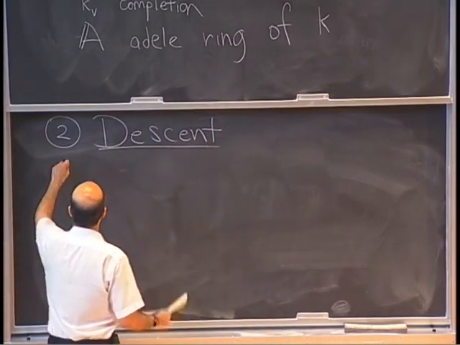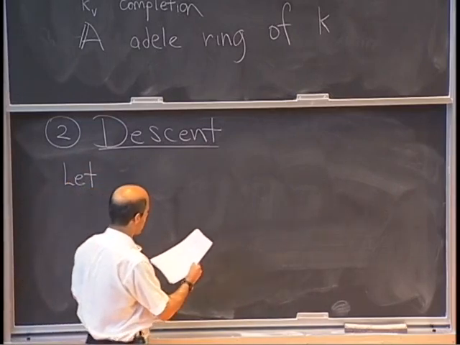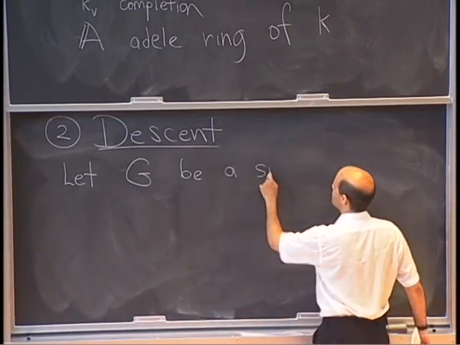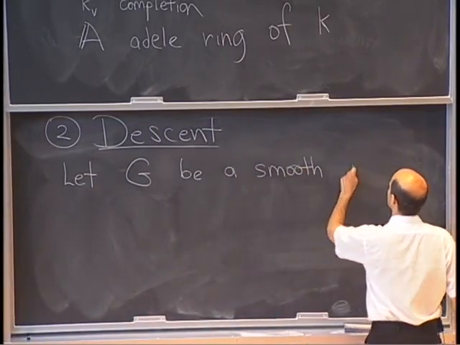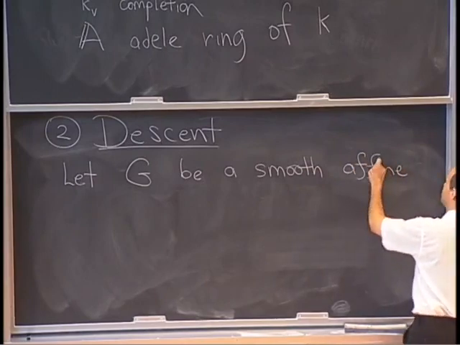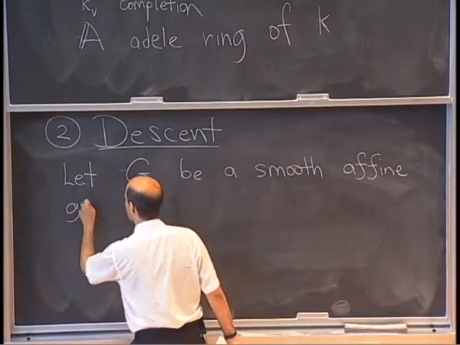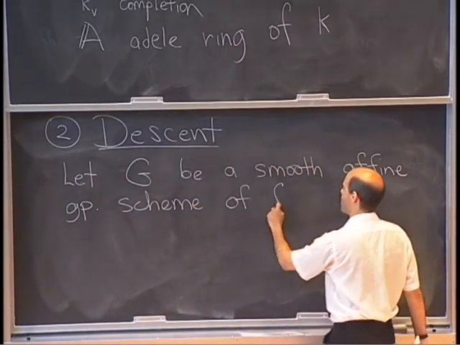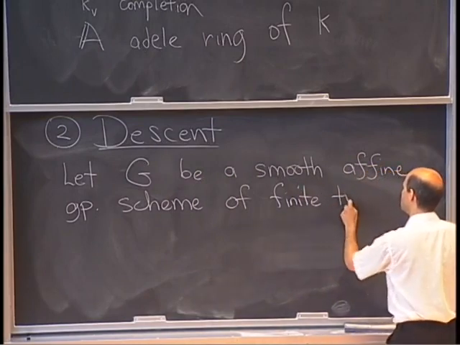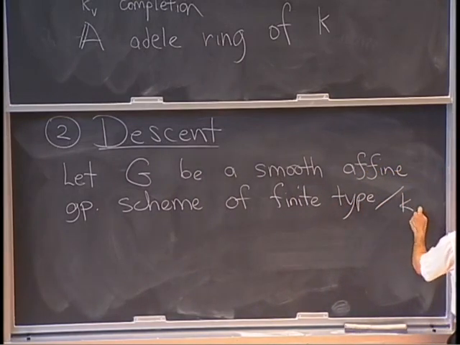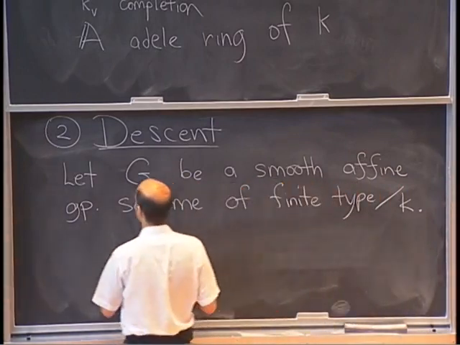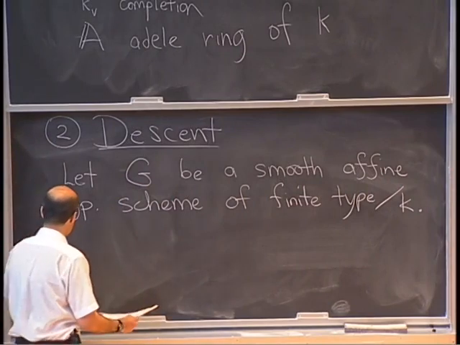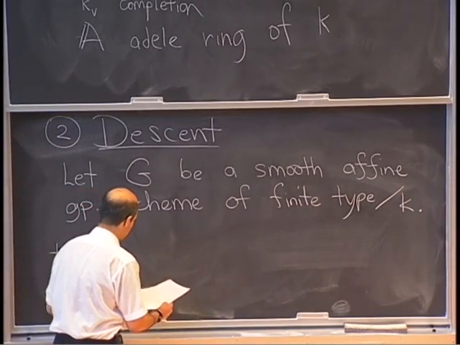So I'm going to start with an algebraic group. G will be, let's say, just to be precise, a smooth affine group scheme of finite type over K. Then I want to define the notion of a torsor under G. First let me define what the trivial torsor is.